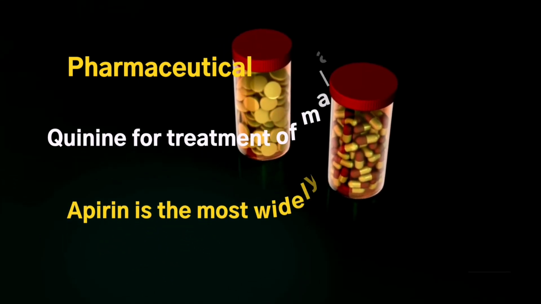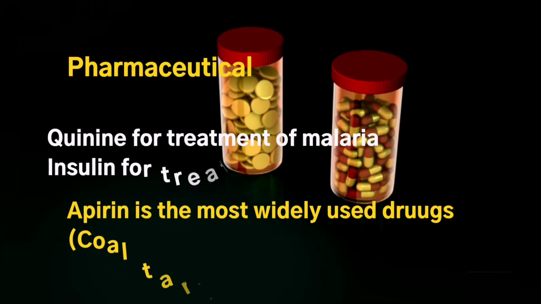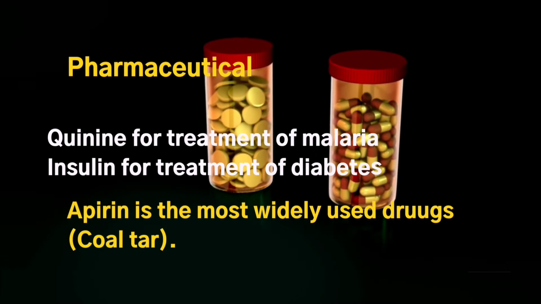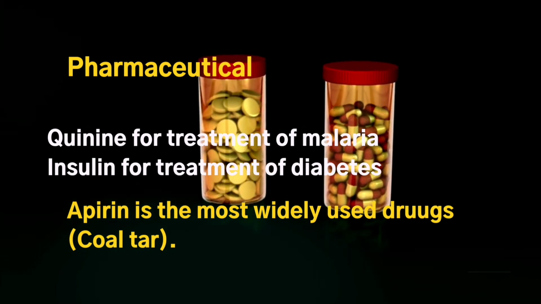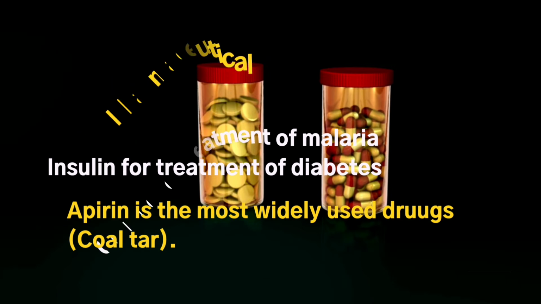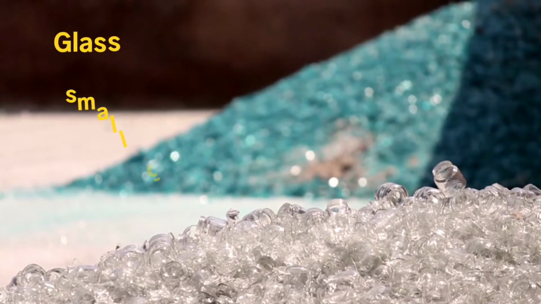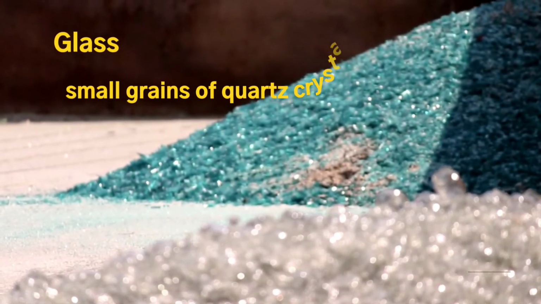All right, we look at pharmaceutical. Pharmaceutical, of course, is the making of medicine to cure certain sickness in the body. Aspirin is the most widely used drug, okay, obtained from coal tar.